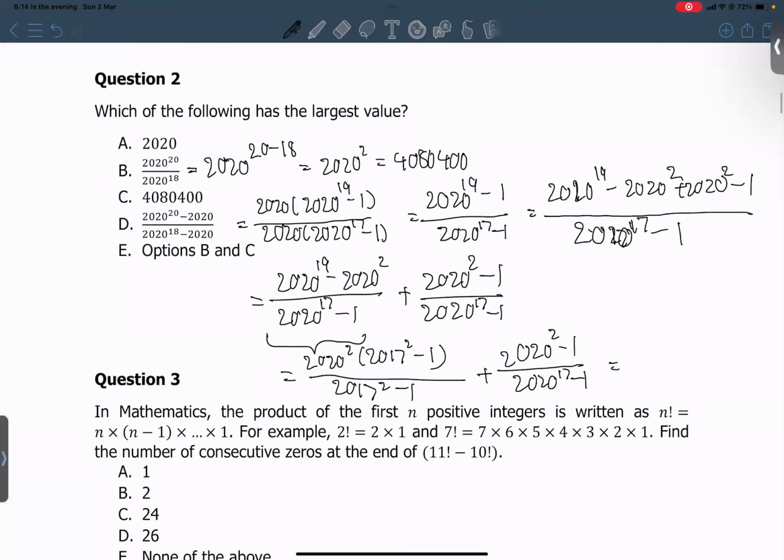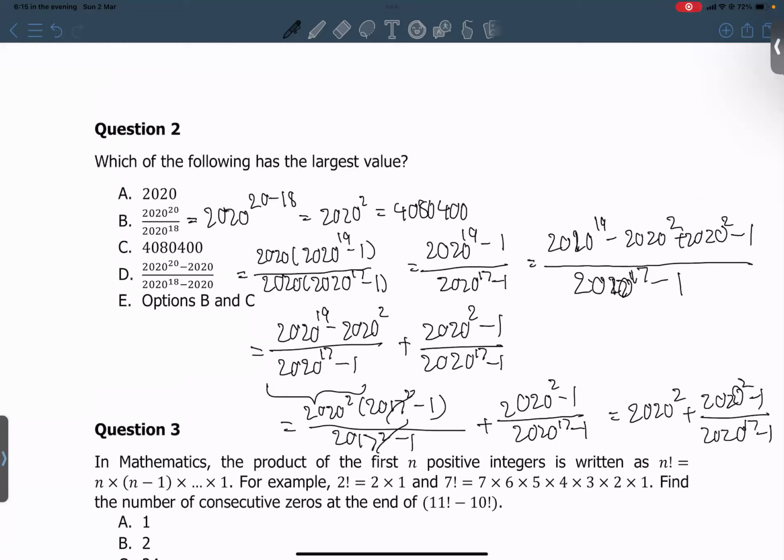As you can see in the first fraction, there's the same thing, 2020 to the power of 17 minus 1, in the denominator and numerator. So you can just simplify it, and you're left with 2020 squared plus 2020 squared minus 1 over 2020 to the power of 17 minus 1.